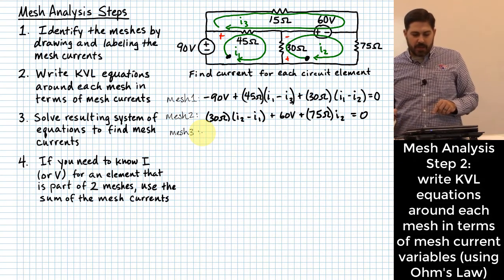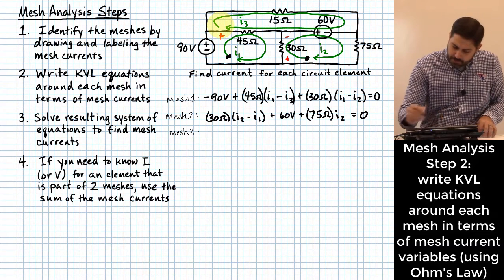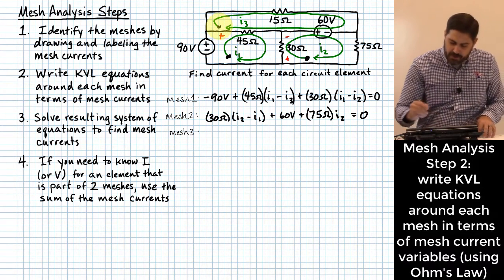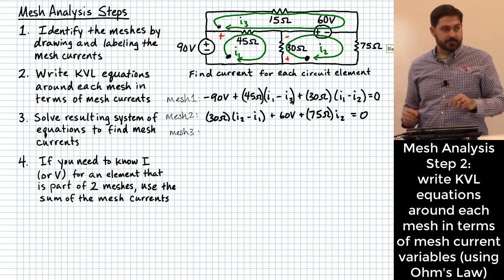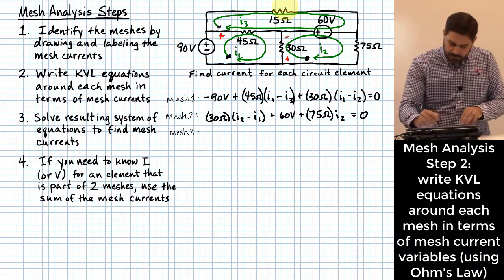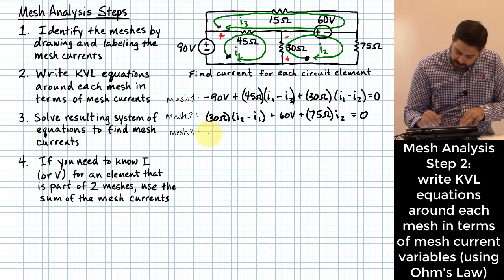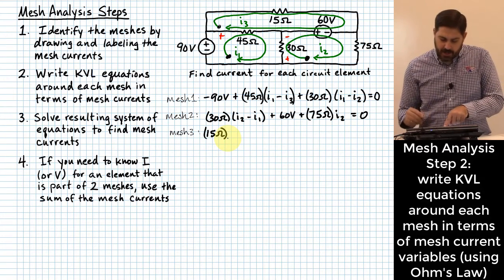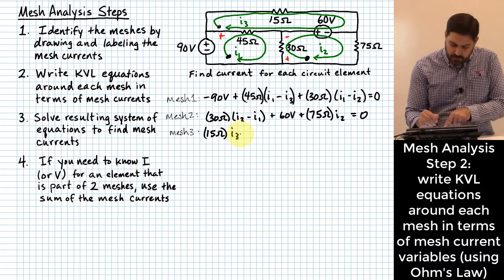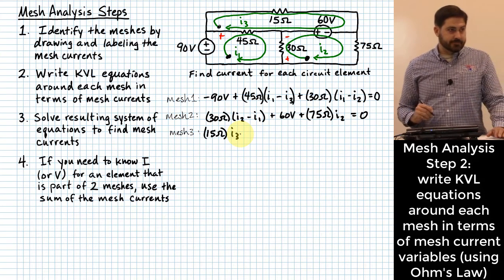Okay, mesh 3 is up here on the top. What's our first circuit element we come to if I start again at the beginning of my little loop there? What's the first circuit element I come to? 15 ohm, and assuming this is the direction of positive current, I'm going to have positive 15 ohms times I3 as the voltage across the 15 ohm resistor.